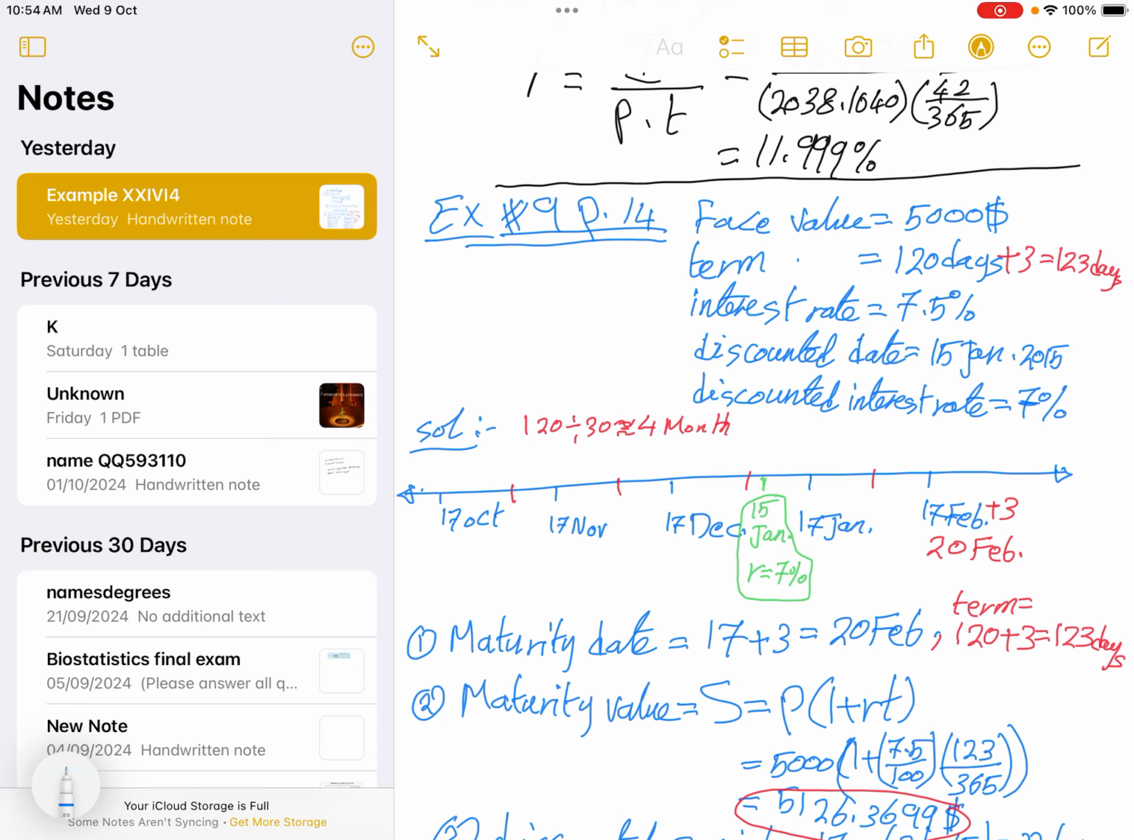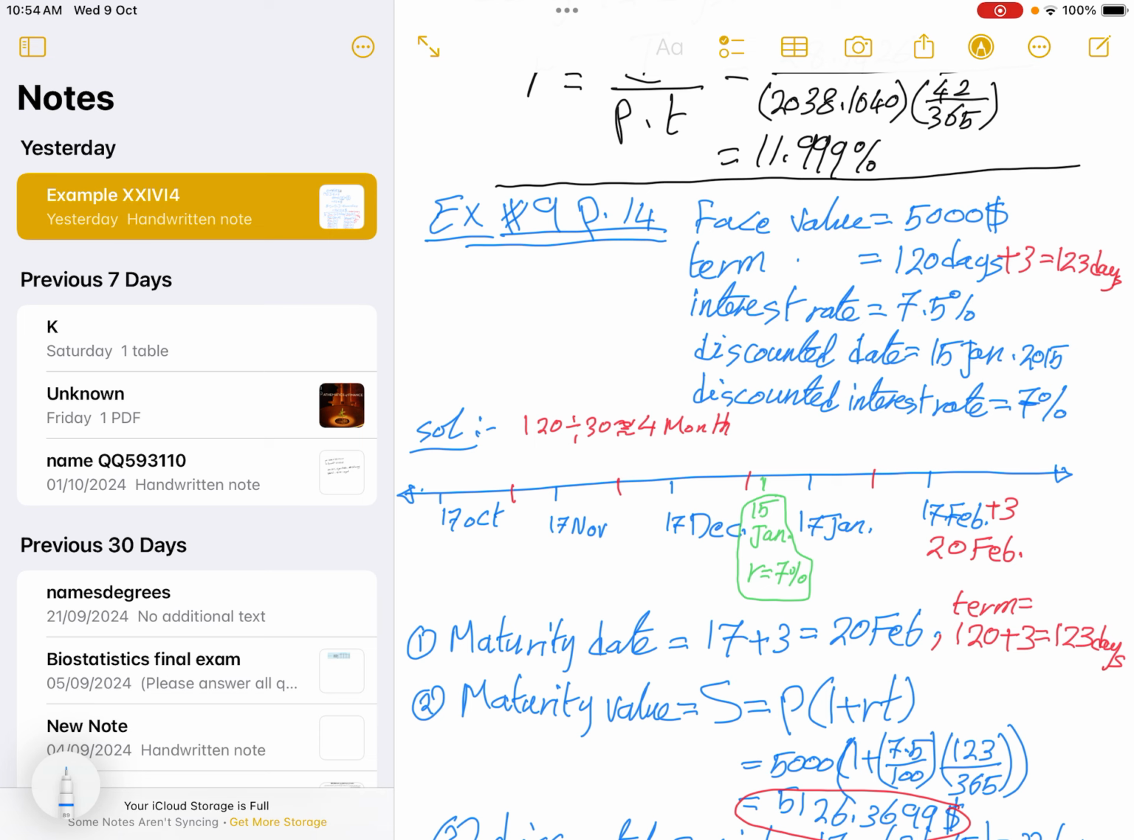First of all, we begin with 17 of October, but we don't know the number of months. Then take the term and divide it by 30. You will have approximately 4 months, but is it exactly 4 months, or less than 4 months, or greater than 4 months?